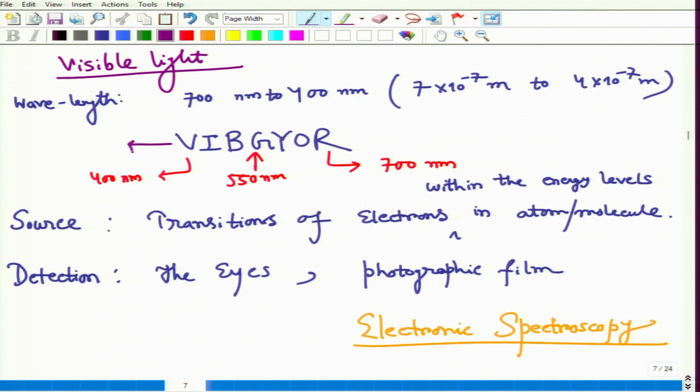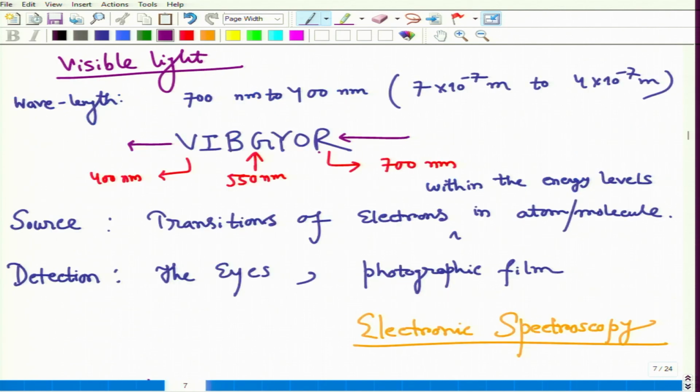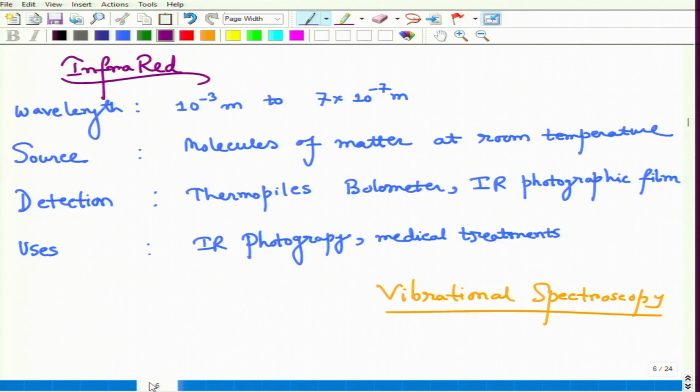Because it is after VIBGYOR, right? The wavelength is decreasing in this order. So why is this infrared? Infrared, because the wavelength is greater than red. Red light has a wavelength around 700 nanometer. So in the case of infrared, the wavelength is bigger than the red light. That's why it is called infrared.